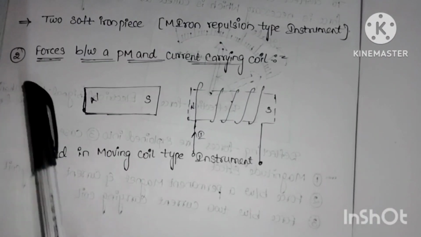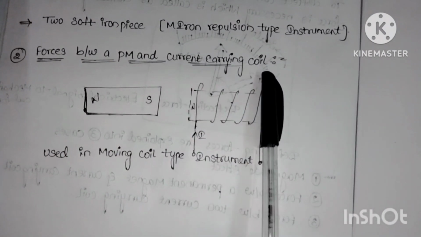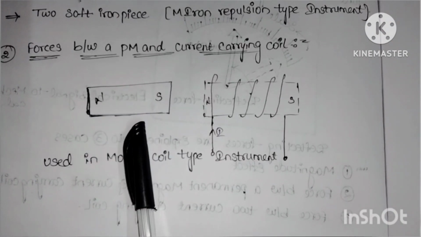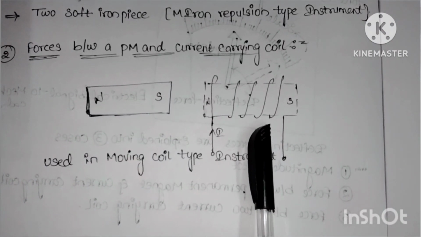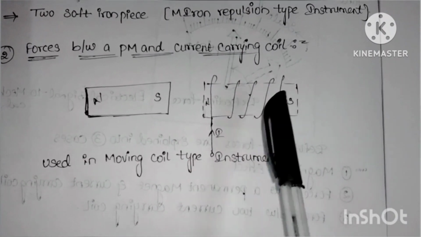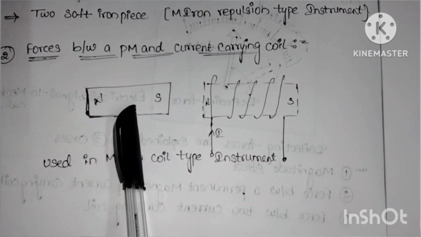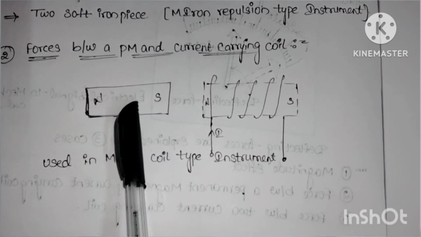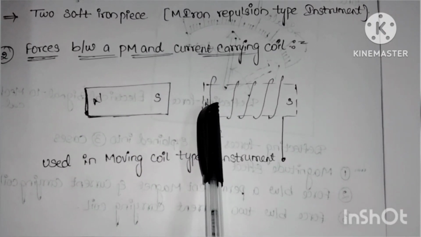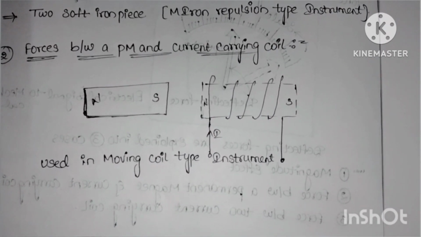Going to the next topic, force between permanent magnet and current carrying coil. Let us consider a permanent magnet and a current carrying coil. Whenever a current flows through this coil, a field is produced in the permanent magnet, and also a force is produced between the permanent magnet and the current carrying coil. This principle is used in the moving coil type instrument.